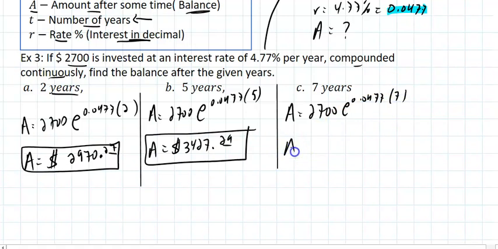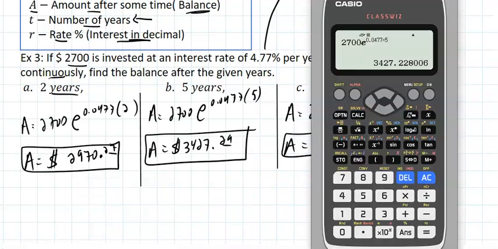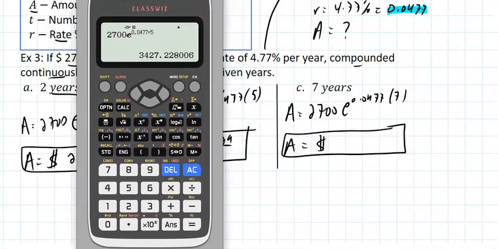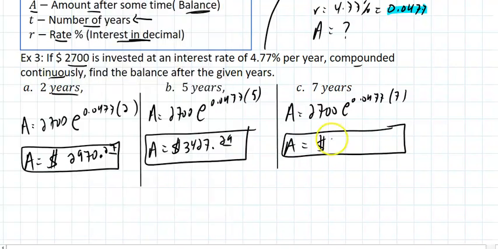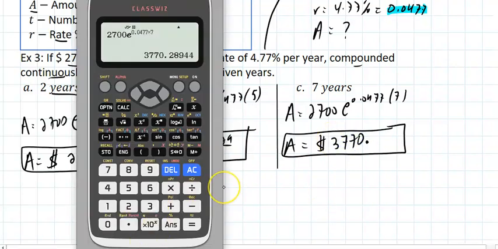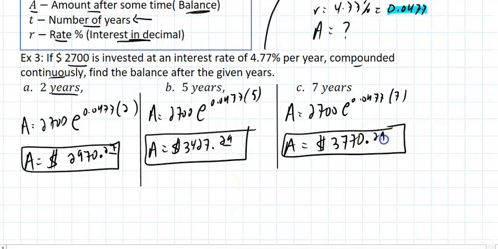And that's pretty much all there is. The bigger question is, in how many years would the $2,700 become, say, $5,000? I need logs for that. That's where the next section comes in. And what am I going to do here? I'm going to go back again, my arrow, and delete that, and instead put 7 years, and that's $3,770 and 29 cents. And that's pretty much it for this section.